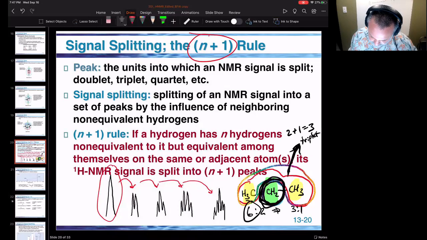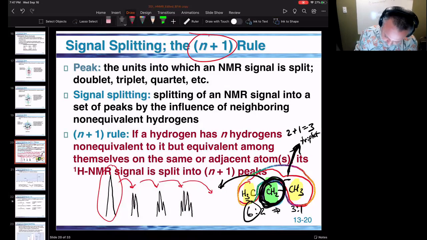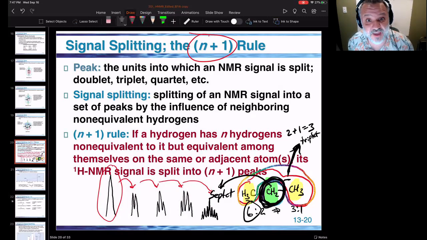The signal for the 2 hydrogens are split by how many? Well, they're split by 6. So the signal for those should be a septet. So 1, 2, 3, 4, 5, 6, 7. That's a septet. Whoa! This part is tough and it takes some practice, and we'll go through a couple here in just a second. So we'll do some examples right now. Let's look at this next slide.